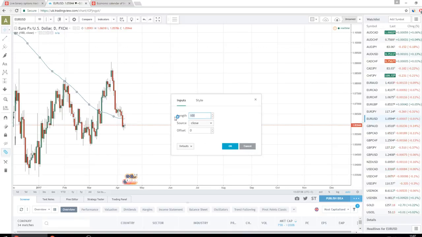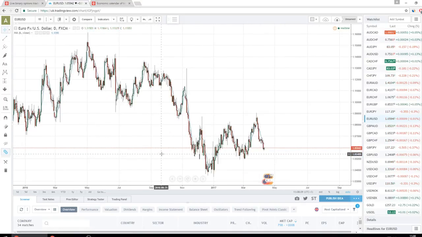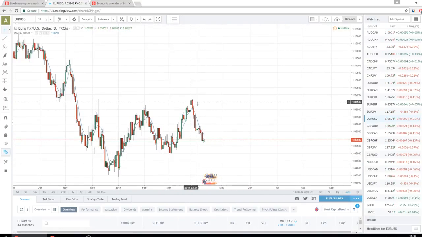When we put a smaller amount here, the moving average will react to the market changes. You see that it's not so smooth. Almost always it follows the candles that we have here, and it's not as general as we had when we put 100 candles for analysis.